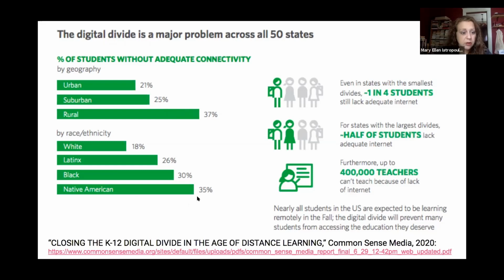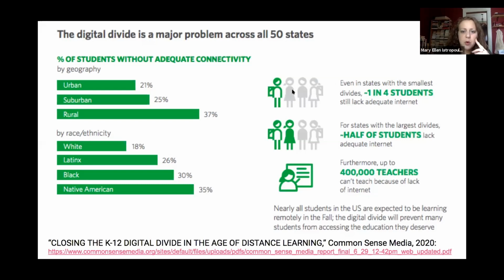We see similar figures when we break it down by race and ethnicity. We see that Black students and Native American students, by and large, are going to be facing the challenge of the digital divide more so than their white counterparts or even their Latina counterparts. The infographic really comes in when you look at this figure over here. So about 1 in 4 students still lack adequate internet.